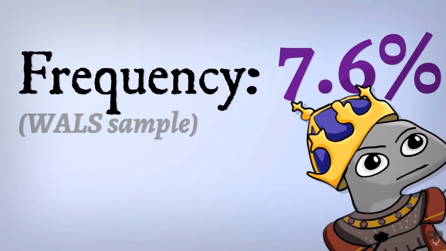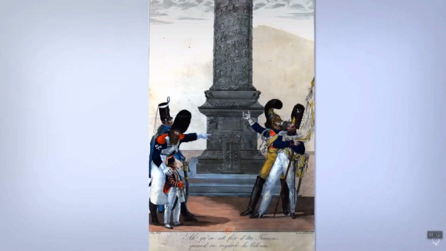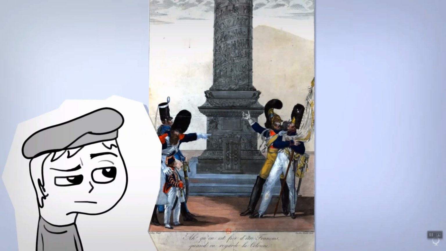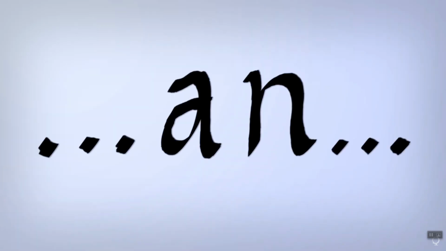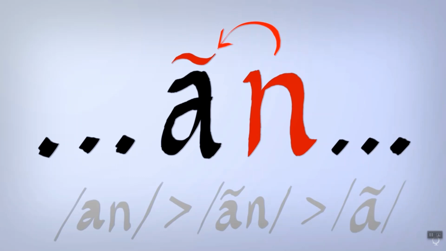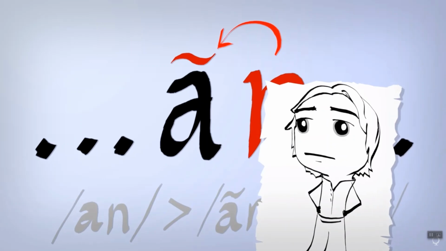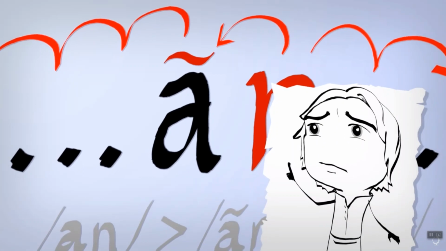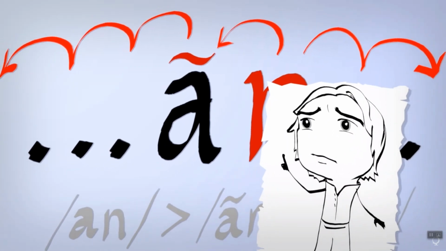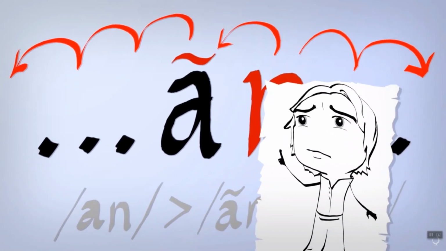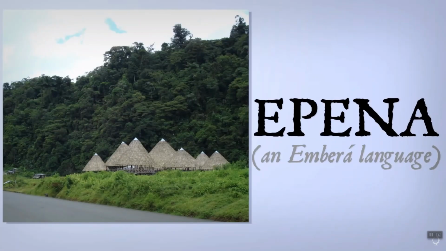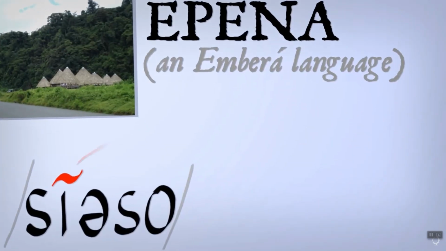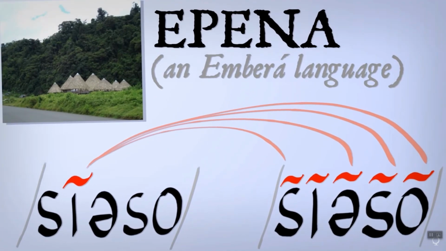Alright, English. You know how French is infamous for its nasal sounds? French got them when a nosy sound spread one vowel over. That happens, but nasal spreading doesn't have to stop there. Spread away through vowels, through consonants, until whole stretches of sounds become downright infected with the nasal. Like in the Apena language of Colombia, where siaso comes out as siason.